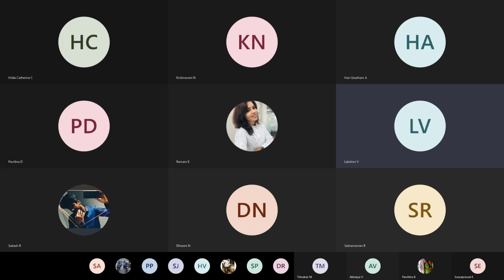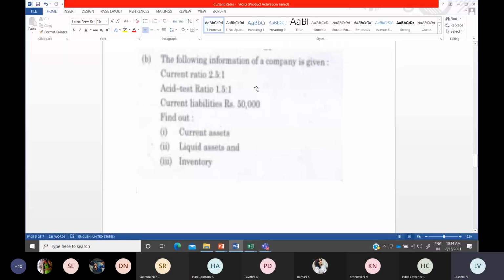If you see the following information of a company is given: current ratio 2.5 is to 1, acid test ratio is 1.5 is to 1, current liabilities rupees 50,000. Find out current assets, liquid assets, inventory. So this is a 15 mark problem which you can work out easily.